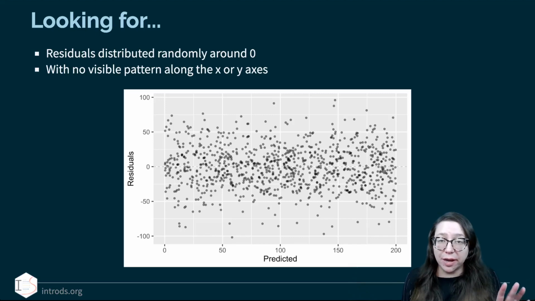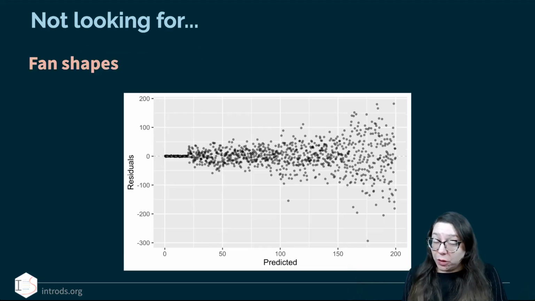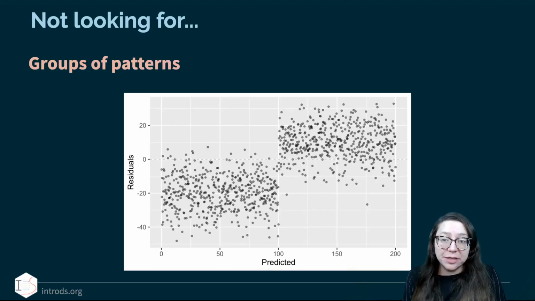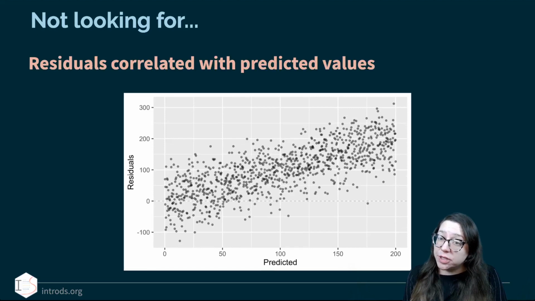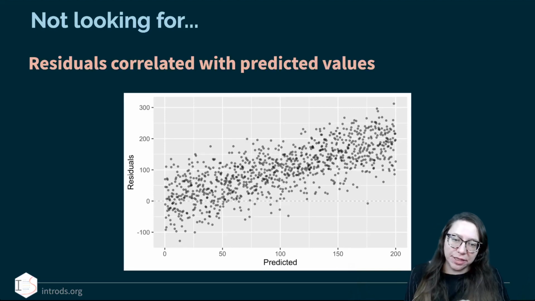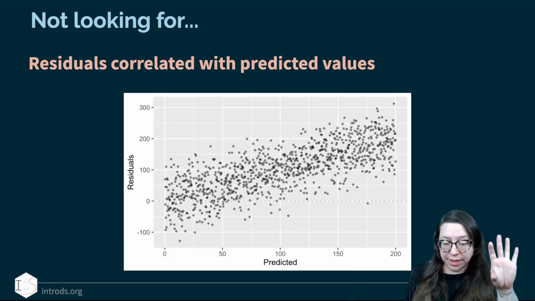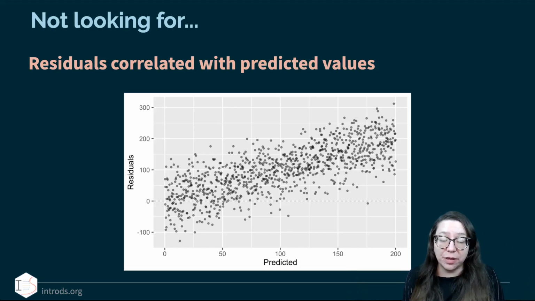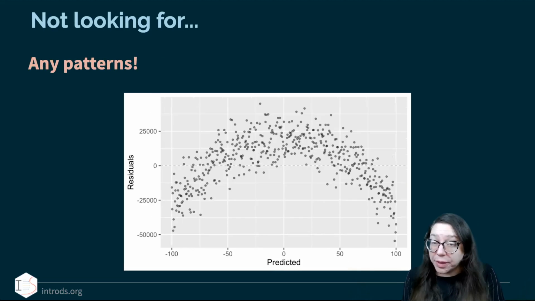So this is what a random scatter would look like, with no visible pattern along the X or Y axes. We're not looking for fan shapes. We are not looking for groups of patterns. We're not looking for residuals correlated with predicted values. So here you can see that as the predicted value increases, your residuals increase as well, and that's not something we want to see. We're really not looking for any patterns whatsoever.